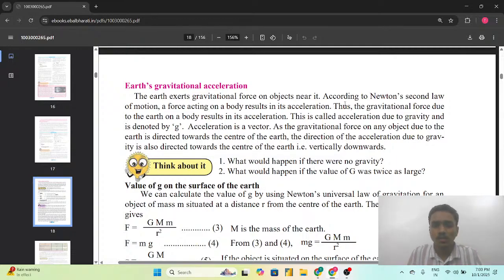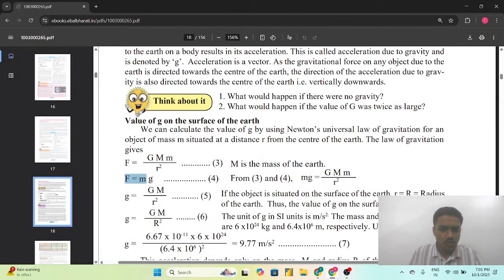So according to Newton's second law of motion, a force acting on a body results in its acceleration. यानी अगर एक बॉडी है, अगर उसके ऊपर फोर्स एक्ट हो रहा है तो उस बॉडी का एक्सेलरेशन रिजल्ट आता है. Thus the gravitational force due to the earth on a body results in its acceleration. This is called the acceleration due to gravity. तो F is equal to ma जो इक्वेशन है हमारे पास, तो यहाँ पर F इज इक्वल्स टू m g.